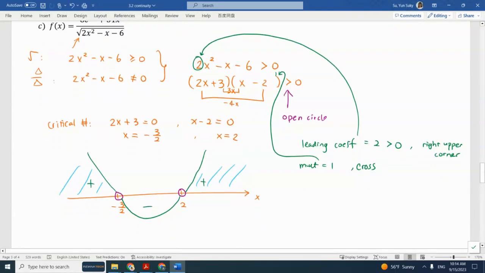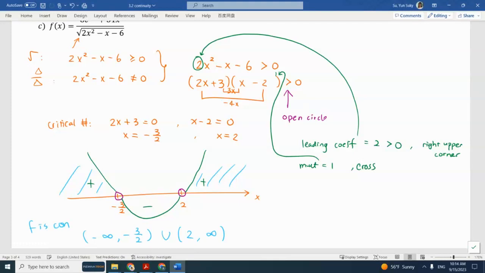Dylan, can you tell me the interval notation? You mean union? Yes. So we say f is continuous on this interval. That finished the problem.